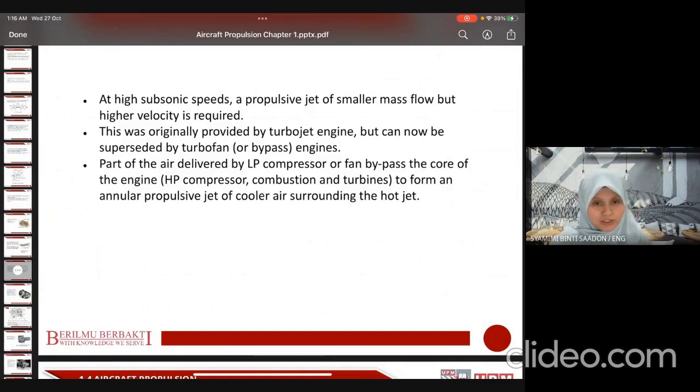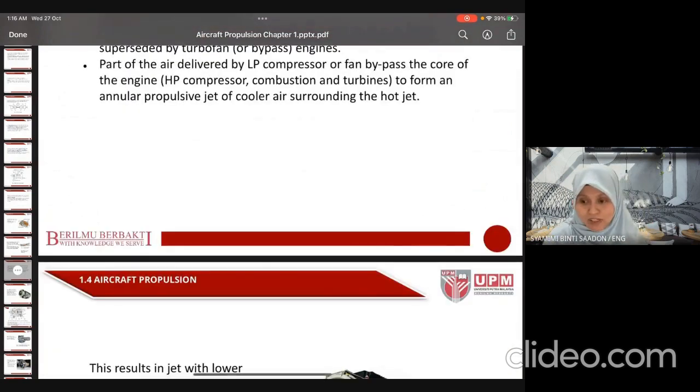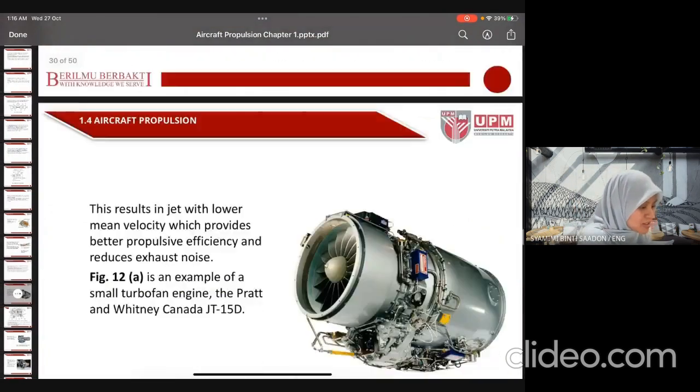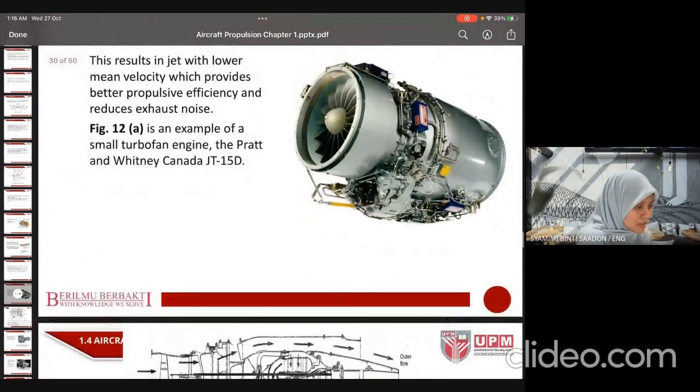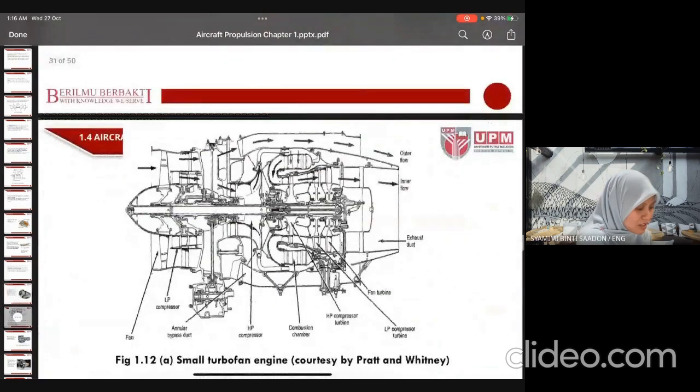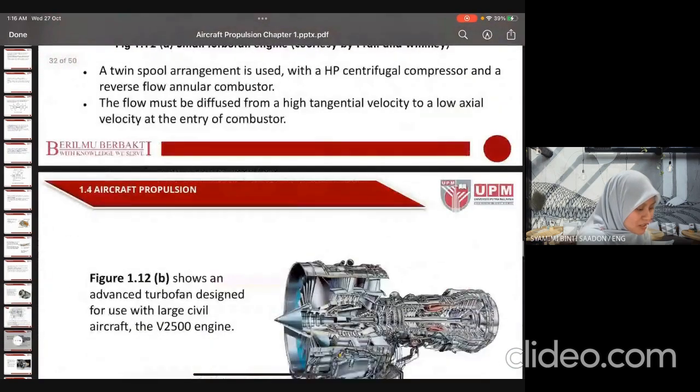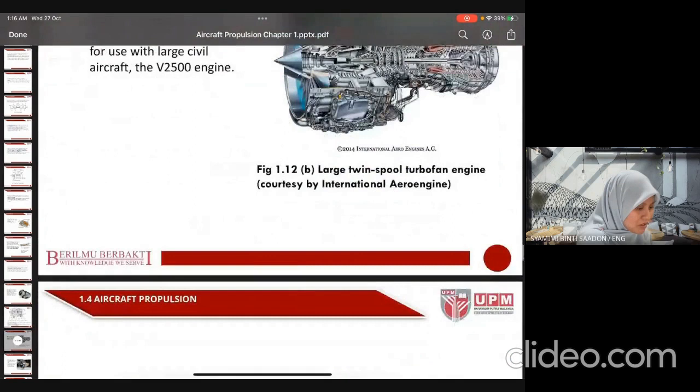I think you already know the function of the turbofan. Part of the air delivered by the low pressure compressor or fan bypasses the core of the engine to form an annular propulsive jet. I think this is the main function of the turbofan, the main difference from the turbojet. This results in a jet with lower mean velocity. So I skip this one; I think you are more expert than me on this.